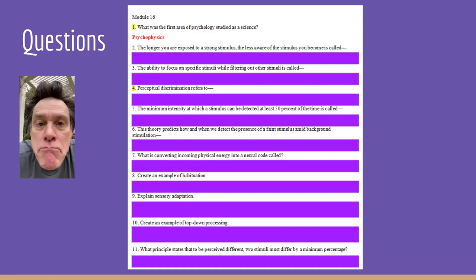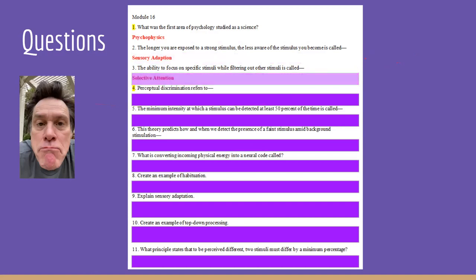All right. The longer you are exposed to a strong stimulus, the less aware you are. Remember, it's like the trash. They're not going to smell that smell as much after they've been working there for a long time. Sensory adaptation. The ability to focus on specific stimuli while filtering other stimuli out is selective attention. So remember that guy with the interviews, he's like, what question do I want to answer? And he didn't even answer it anyways in the movie, whatever.